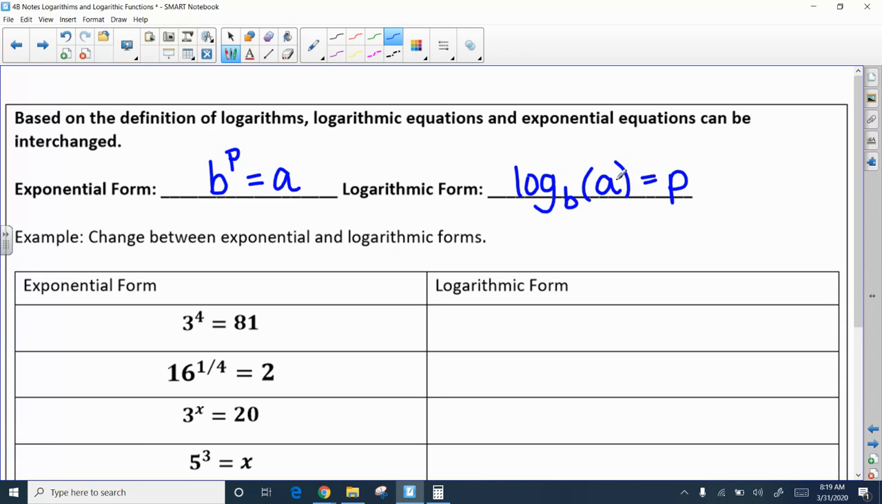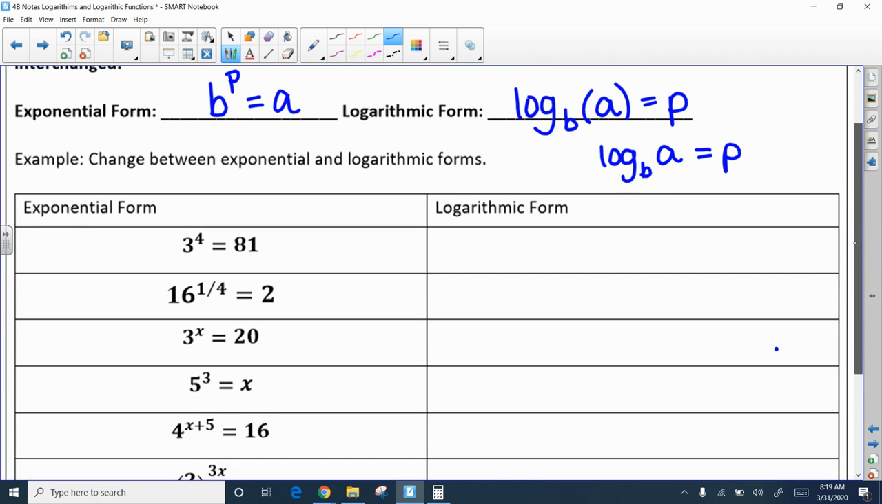Now, sometimes you'll see it with parentheses, especially if there's more than one term here. It doesn't have to have parentheses there. It could just be written like this, log base b of a equals p. So notice when we do a logarithm, it's equal to the power. So it's correct both ways, whether it has parentheses or not. All right, so today we're just changing between the two forms.